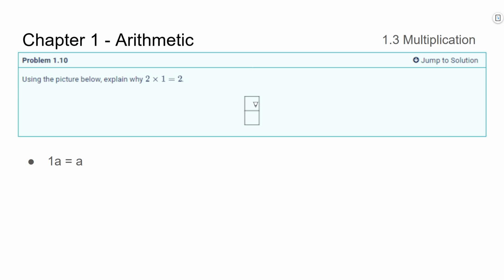So the reason for this is, what multiplication is, it's repeated addition, right? So 2 times 3 is adding 2 3 times. So it'd be 2 plus 2 plus 2, right? You have 2 3 times. In this case, if you have 2 times 1, you're adding 2 1 time. So 2, and then that's it. You're just done. It's just 2.